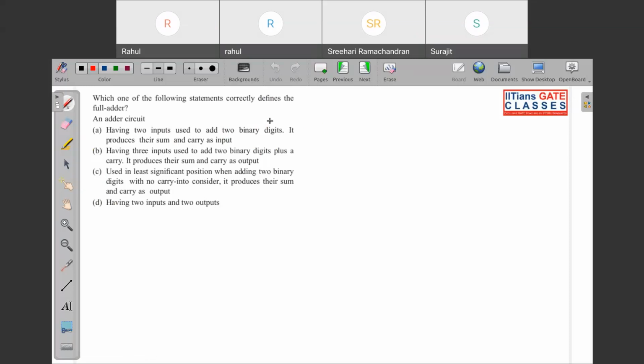So what about this one? Option B, sir. B you are telling. Which one of the following statements correctly defines the full adder? An adder circuit having two inputs used to add two binary digits, it produces their sum and carry. Having two inputs, so wrong. A full adder has three inputs. Having three inputs used to add two binary digits plus a carry, it produces their sum and carry output, so this is correct. What is our next option? Used in least significant position, this is wrong. Having two inputs and two outputs, wrong. So option B is correct. Very simple question.